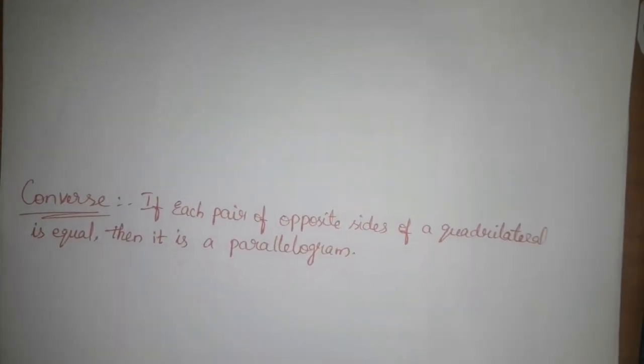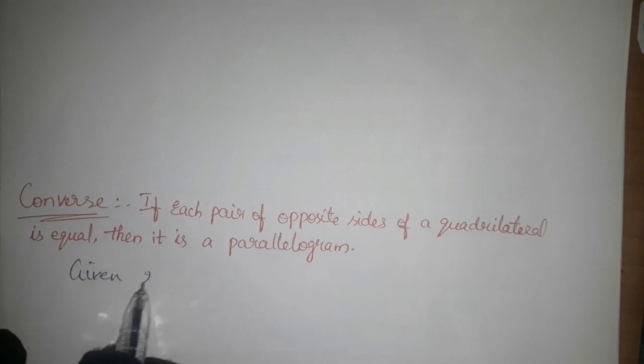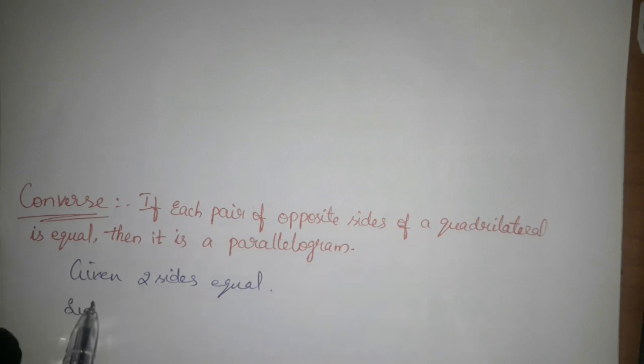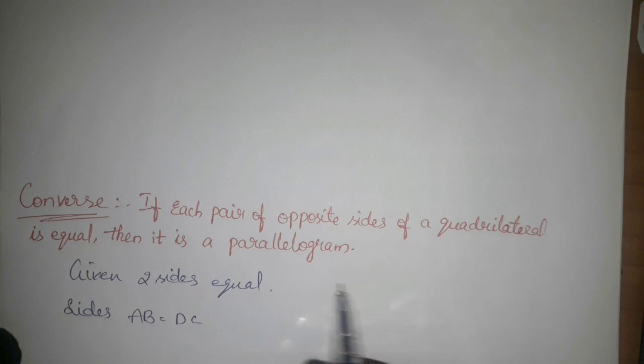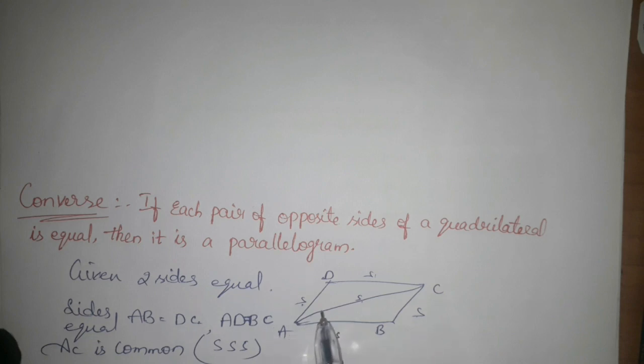Now see the converse. If each pair of opposite sides of a quadrilateral is equal, then it is a parallelogram. It means in a quadrilateral, if two pairs of opposite sides are equal, then prove that quadrilateral is a parallelogram. The figure is quadrilateral ABCD, sides are AB equal to DC, AD equal to BC. It means in the triangles, here AC is common side. See, triangle ABC is congruent to triangle CDA by side, side, side.